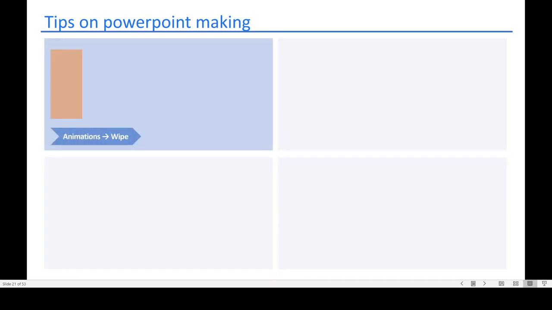So the first thing I want to tell you is wipe. This is probably one of the animations that I use the most. So I'll show you how I utilize it. Draw a simple box. And when you right click on it, you can go to animations. And if you choose wipe, it should have this effect.